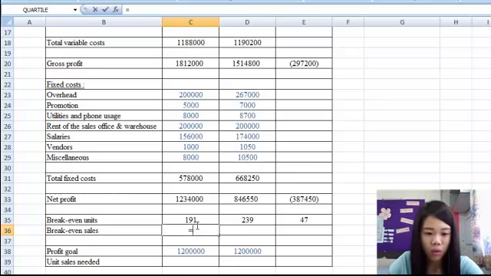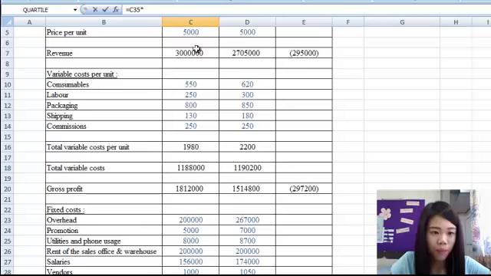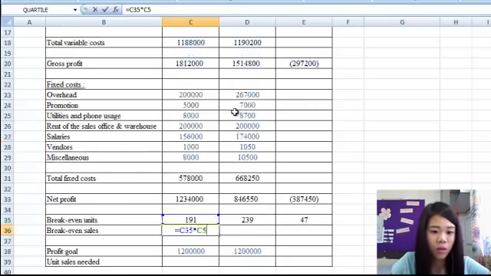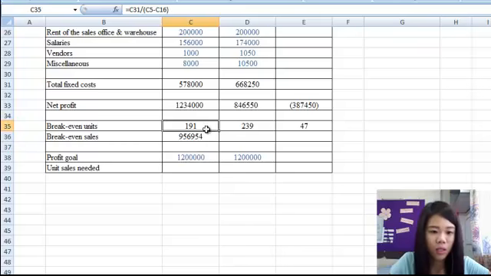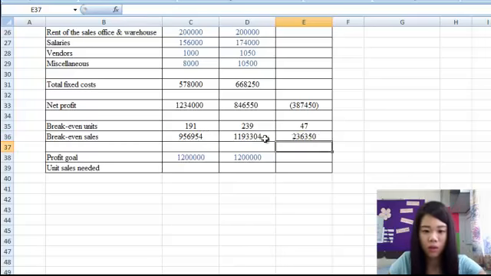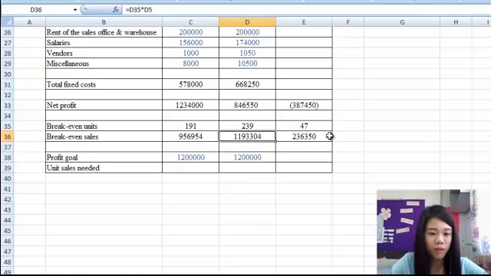Break-even sales equal break-even unit multiplied by price per unit. So this is the break-even sales for the budgeted production, and we drag the cell to calculate the actual break-even sales. So this is the difference between the actual break-even sales and the budgeted break-even sales.